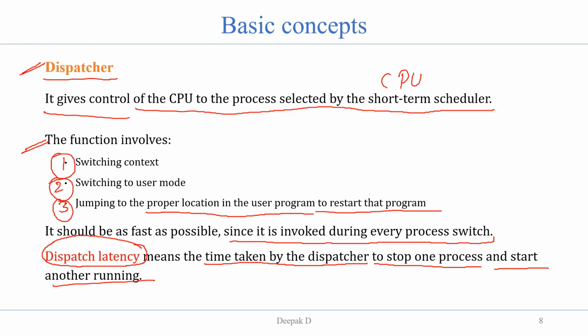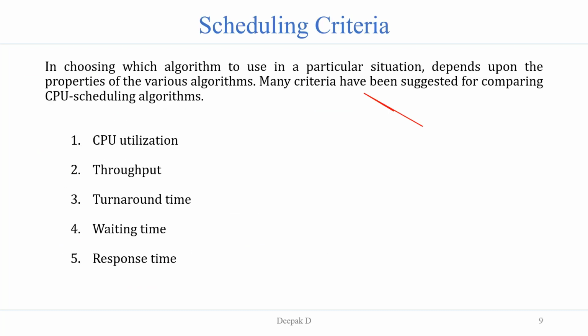Now let's see the scheduling criteria. There are so many algorithms which can be used for scheduling purposes. In order to choose which algorithm to use in a particular situation, that mainly depends upon the properties of the various algorithms. Many criteria have been suggested for comparing CPU scheduling algorithms. These are the basic scheduling criteria: CPU utilization, throughput, turnaround time, waiting time, and response time. We shall see them one by one.